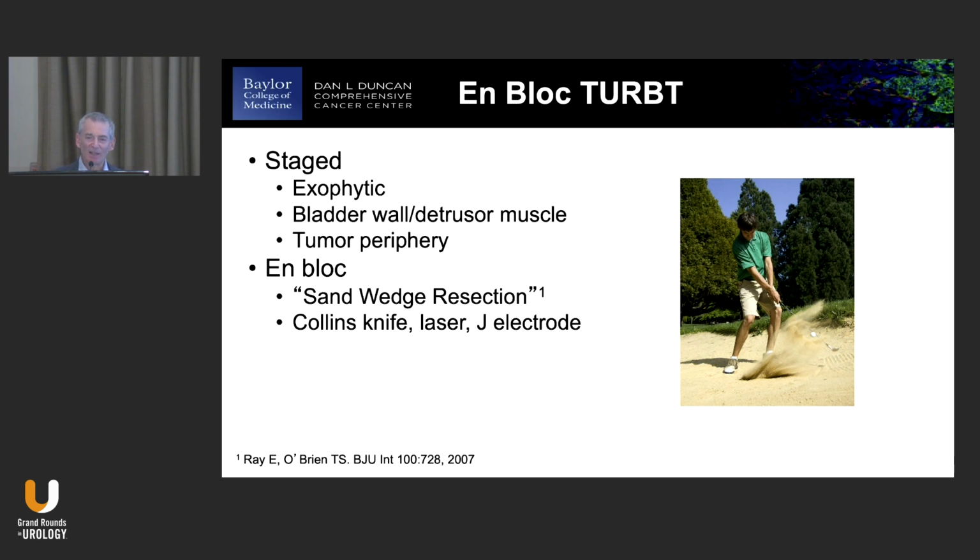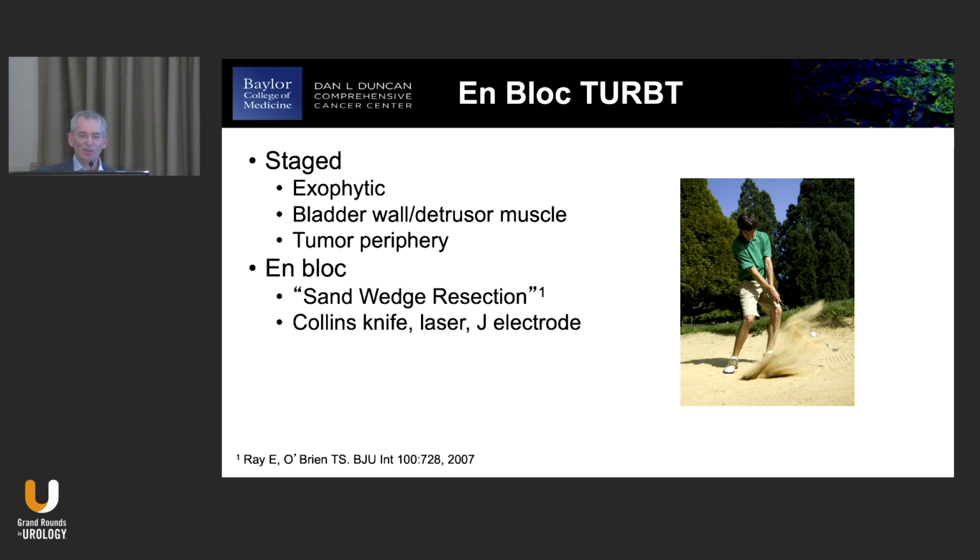So en bloc TURBT. Anybody done this before? Okay, so why should you consider doing it? This is good for tumors probably up to about 2.5 centimeters. One of the tricky parts, if you do it on a large tumor, is it's hard to get the whole specimen out through the resectoscope, and then you end up resecting it, which kind of defeats the purpose.